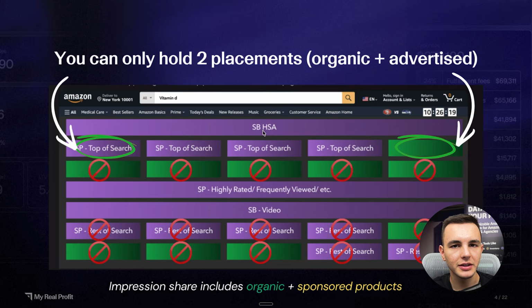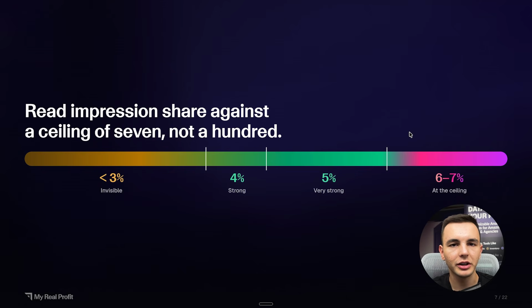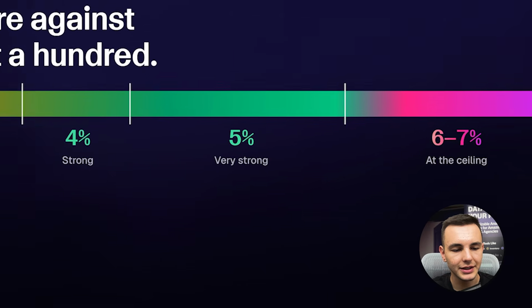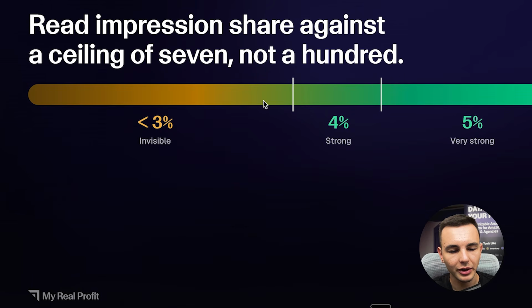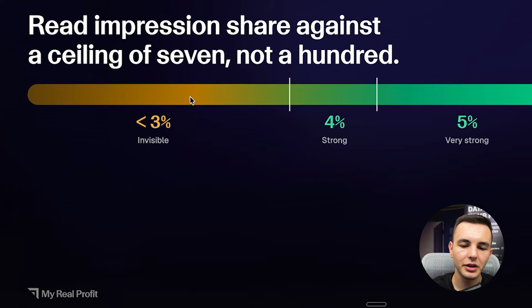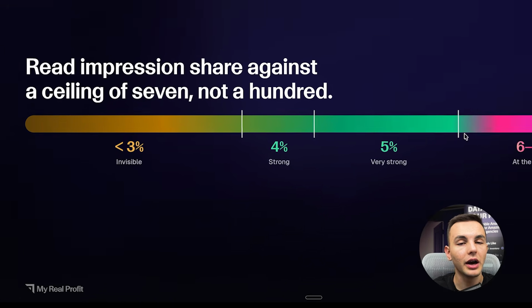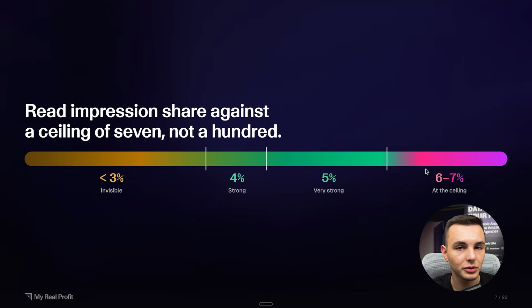Because as I said before, guys, you can only hold two placements, one organic and one advertised. So obviously your impression share cannot be 100%. Realistically, it's about 6-7%. And you can see here, it's actually already broken down. When you're below 3%, you're almost invisible. You need to increase it. If you have from 3 to 5%, it's pretty strong and you're doing good. And if you're higher than 5%, you are very close to the ceiling and you need to look for cannibalization. Maybe you need to trim your ad costs.